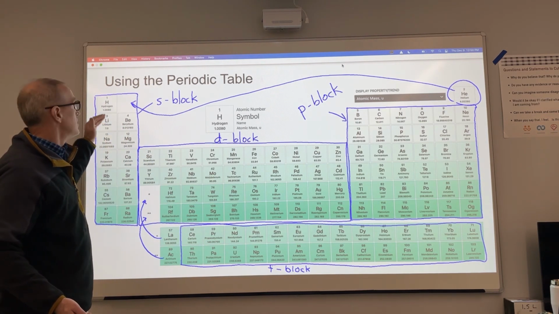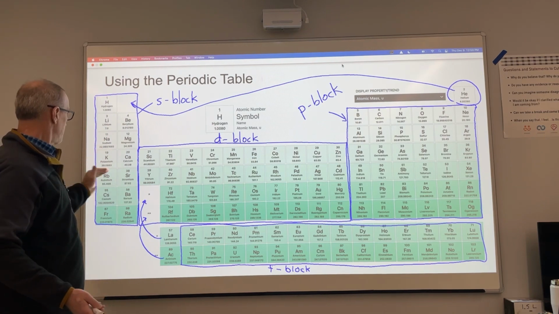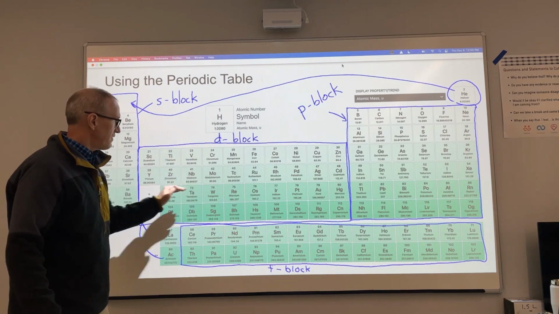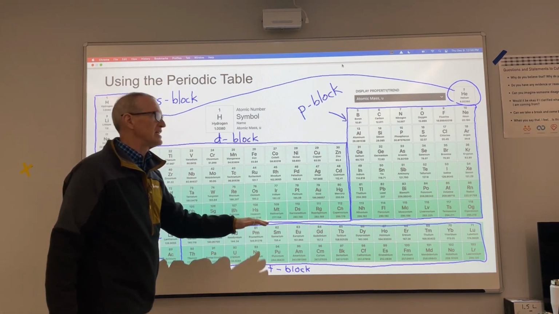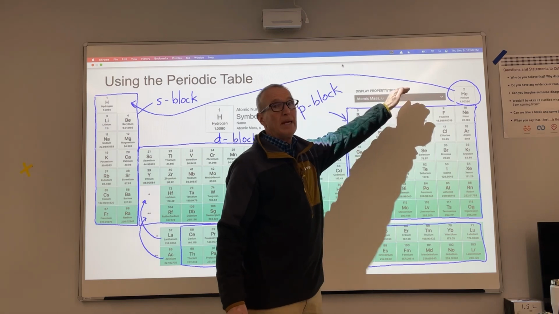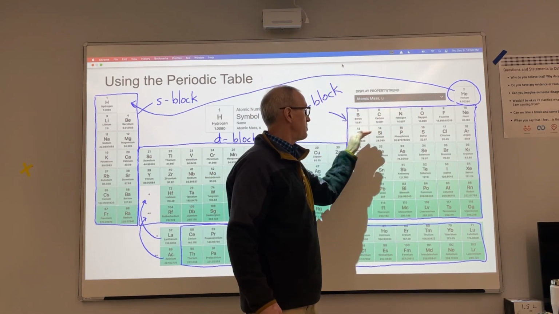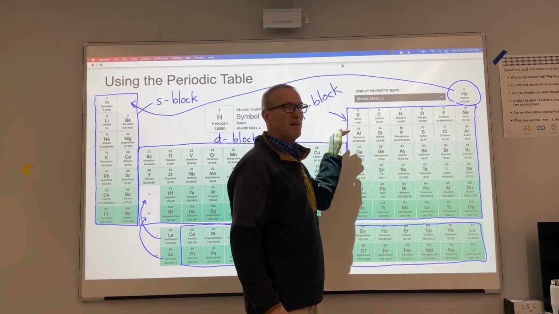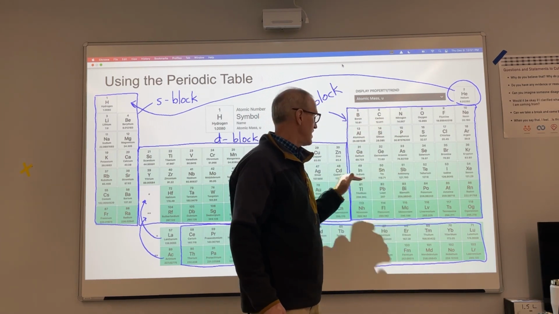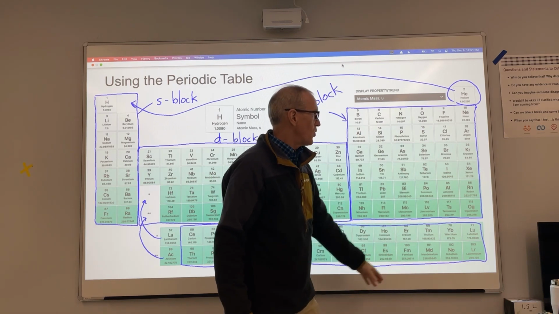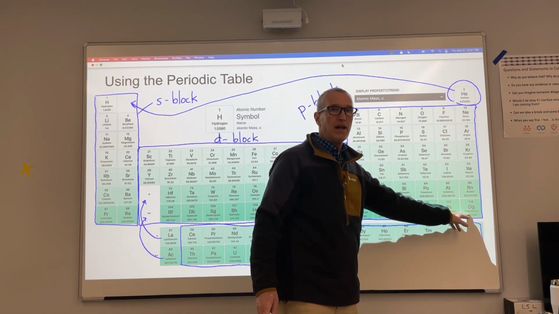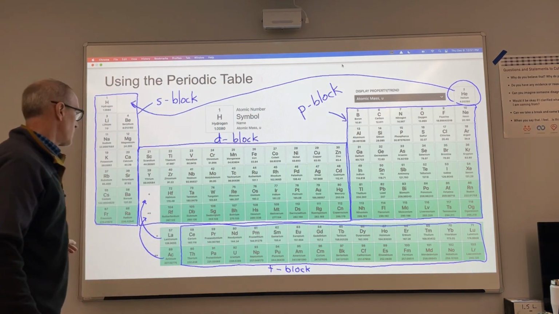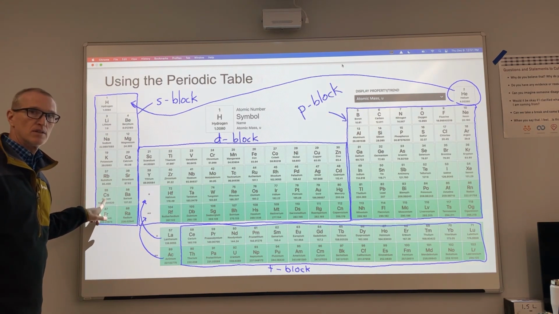Main energy level, first, second, third, fourth, fifth, sixth, seventh for the S's, 3, 4, 5, sixth main energy level for the D's. There is no 1P, so we start with the 2P, 3P, 4P, 5P, 6P, 7P. We always finish a main energy level when we get to the noble gases and start a new one when we move to the next alkali metal.